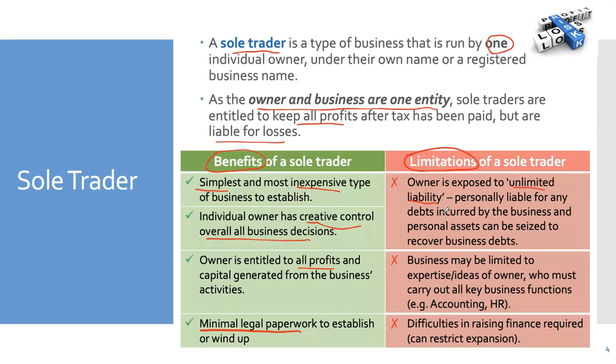Now, we mentioned that the individual business owner has all creative control, and that's an advantage. But the disadvantage of this is that the business may be limited to the expertise and ideas of the owner. So yes, you have creative control, but just one person is not going to be an expert at everything. And because there is just one business owner, there are difficulties in raising finance. So if you need to take out debt, because there is just one business owner who's going to drive all this, the banks might not lend as much money. So you can see there are many benefits and limitations or disadvantages of being a sole trader.